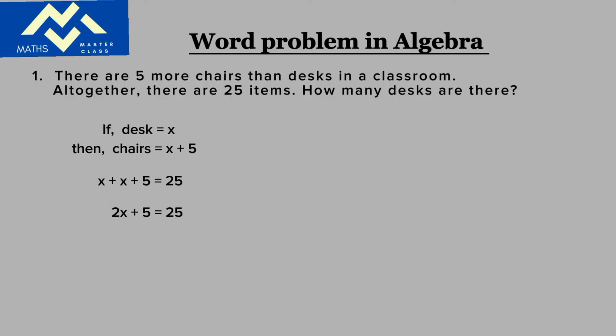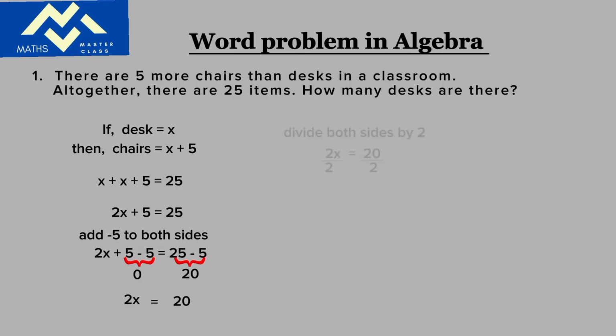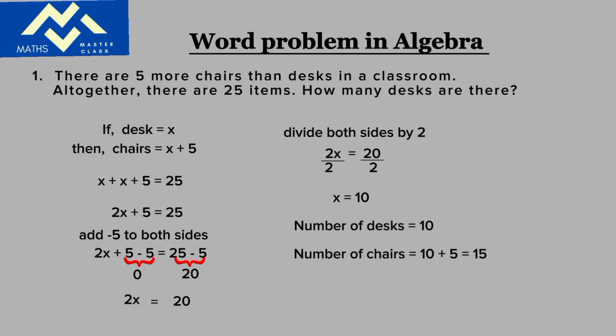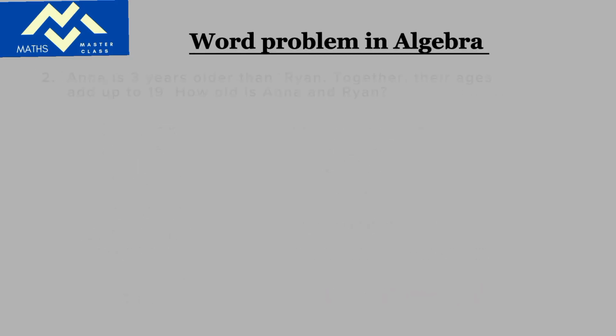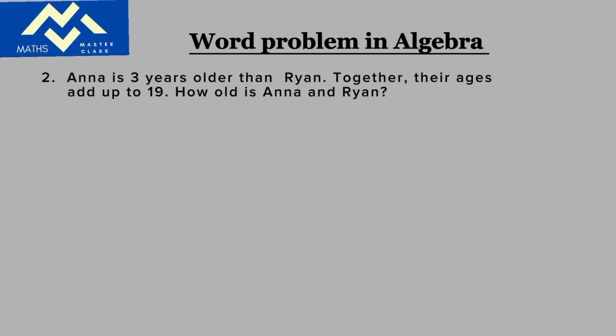Step 4. Solve using reverse operations. Add negative 5 to both sides. 5 minus 5 equals 0 and 25 minus 5 equals 20. 2x equals 20. Divide both sides by 2. X equals 20 divided by 2. X equals 10. So, there are 10 desks. And number of chairs will be 10 plus 5 equals 15. Let's check. 10 plus 15 equals 25. Correct!